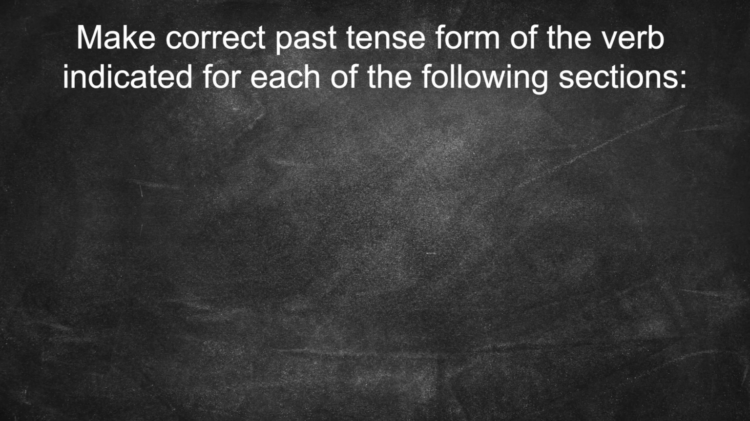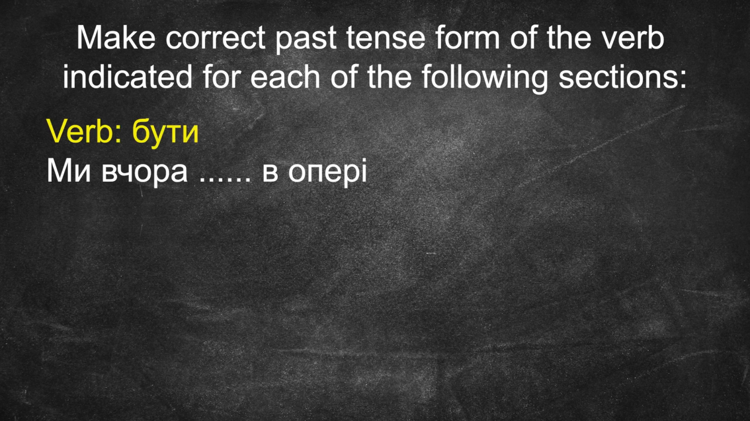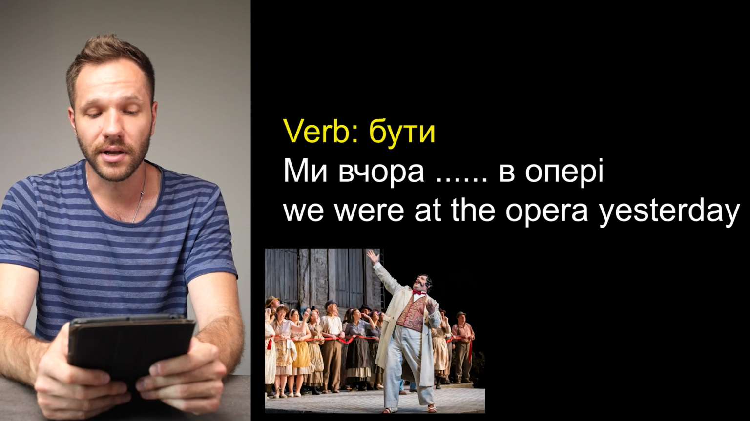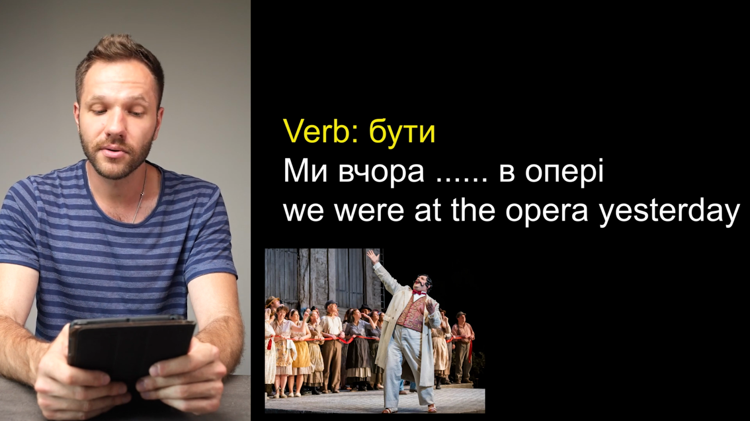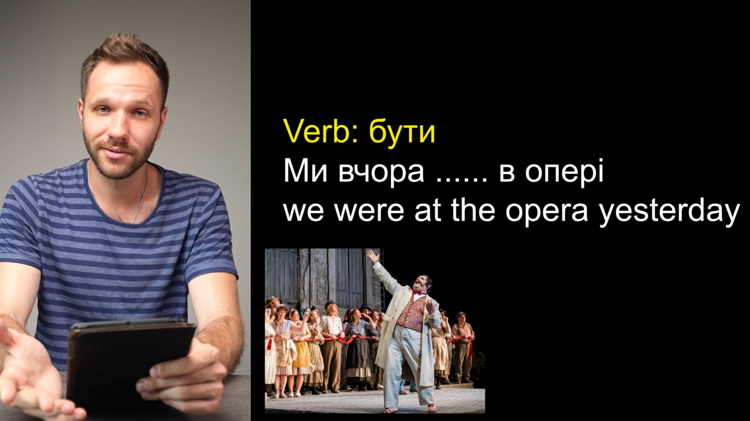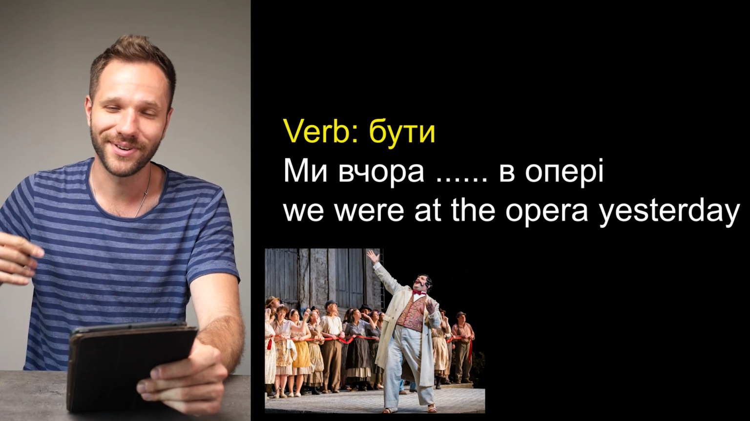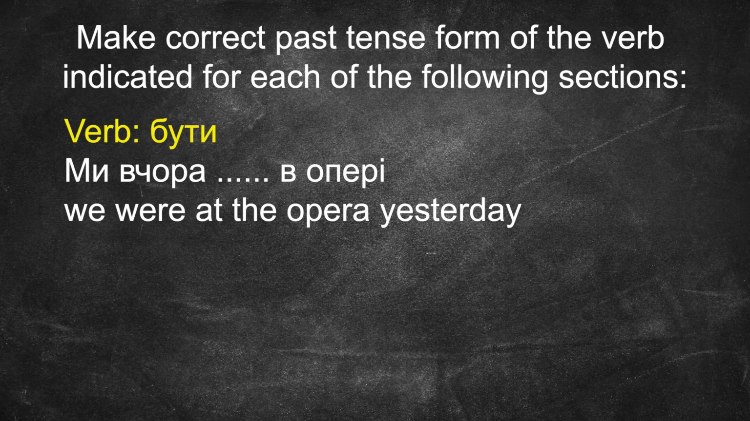And now let's do some tasks. Try to make the correct past tense form of the verb indicated for each of the following sentences. Ми вчора, and we must put this verb бути, but in the correct form. We can see that in this sentence we have the personal pronoun ми, we. So it's plural, because there are many of us. Ми вчора були в опері.